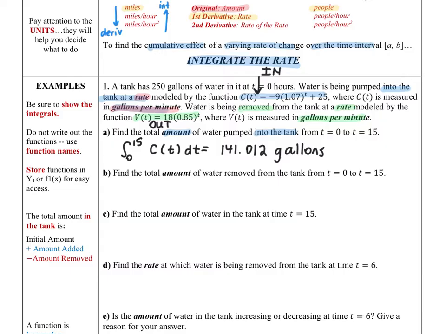And my calculator gives me this answer of 141.012. In part B, again, I'm asked for the amount of water. This time it's removed, so I'm going to use my removal rate, which is V of t.